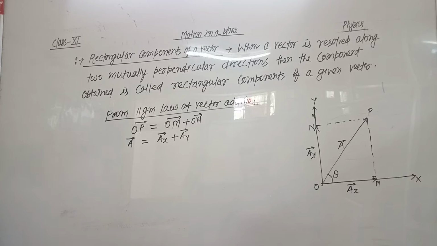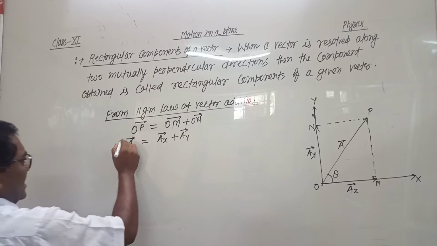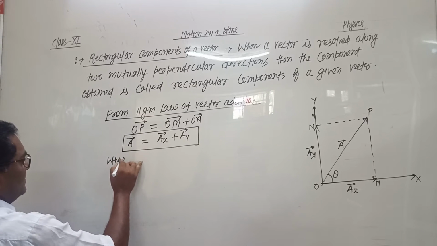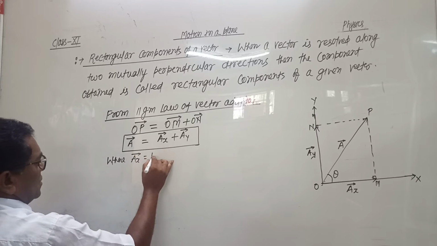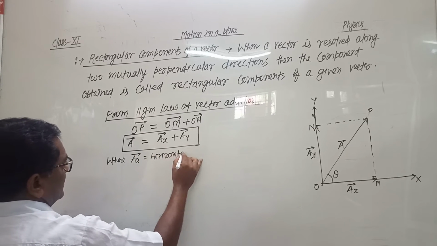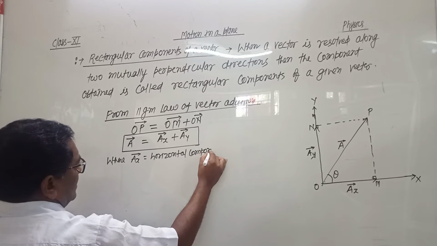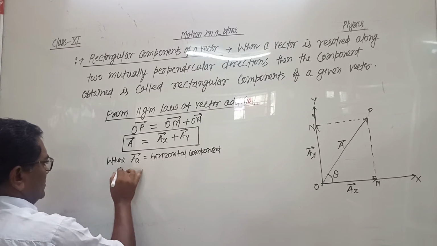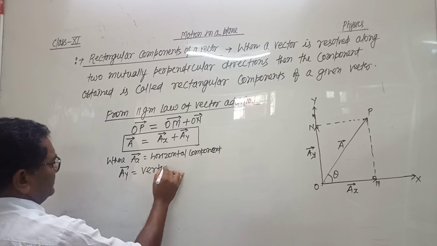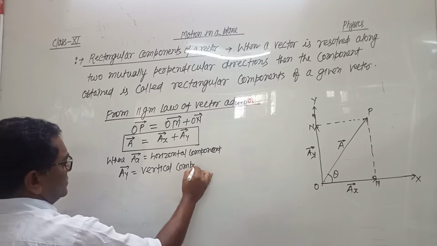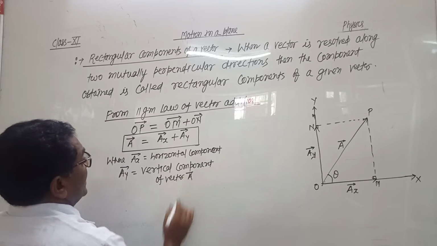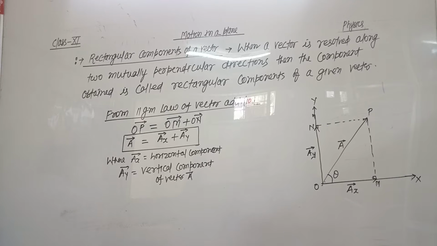So vector A has been resolved into two components, AX and AY, where AX is called the horizontal component, and AY is called the vertical component of vector A. So AX and AY are the two rectangular components of vector A.